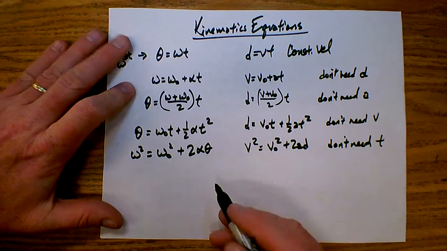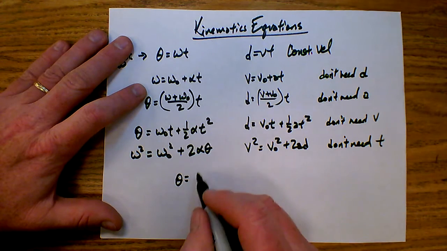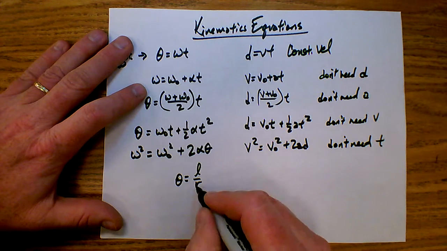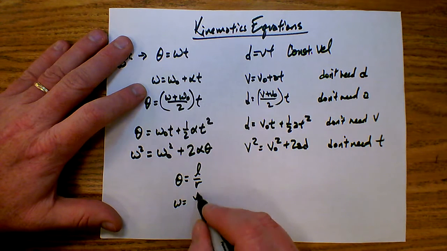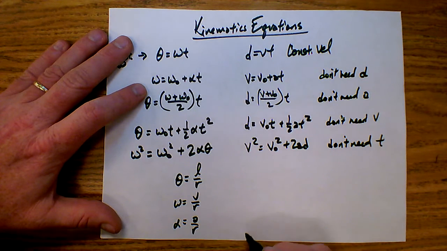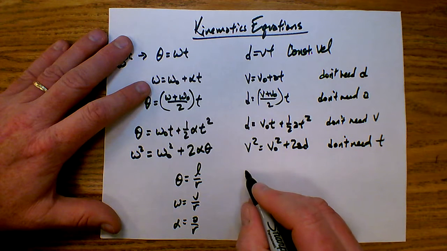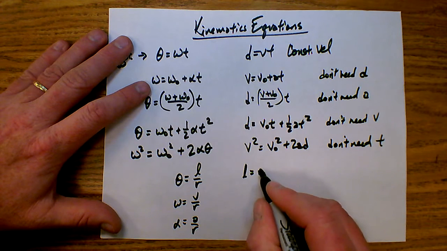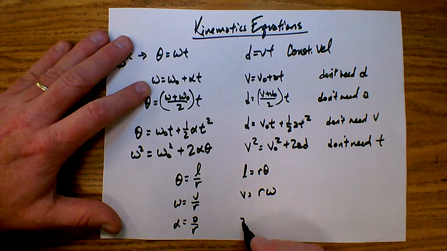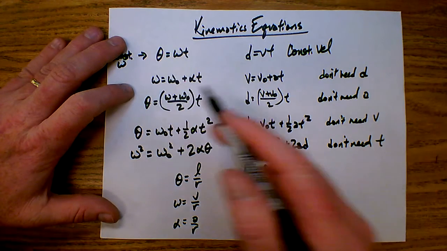And again, just a quick review, very important: theta equals distance over radius, I'm going to use L over R. Omega equals velocity over radius, alpha equals acceleration over radius. And the counterparts there, it's just the same equation reversed. Linear distance equals r theta, linear velocity equals r omega, linear acceleration equals r alpha. Good things to know, but that's it.